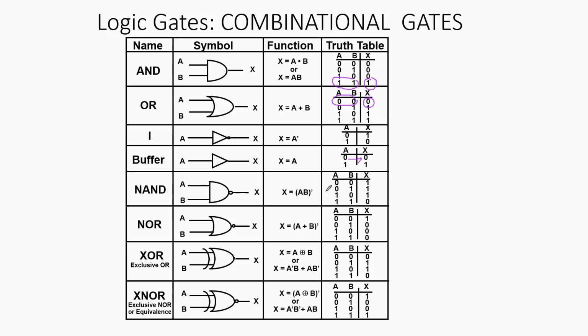The NAND gate works as a negative AND gate. So we have the AND gate here, and this is the NAND gate here. The output is 0 only when both the inputs are 1. For the NOR gate, the output is 1 only when both the inputs are 0.